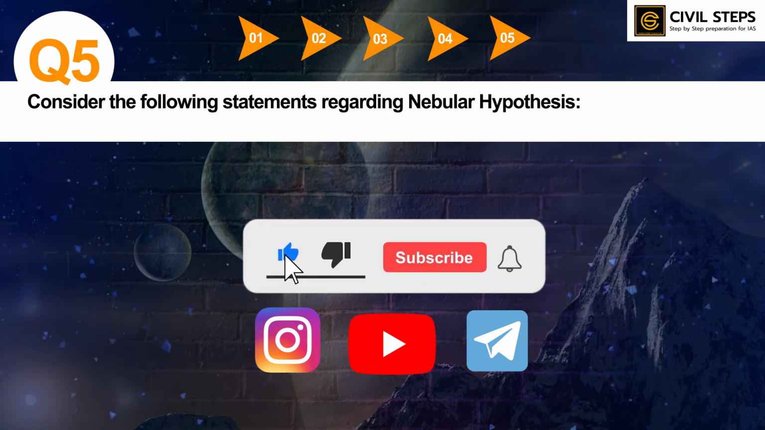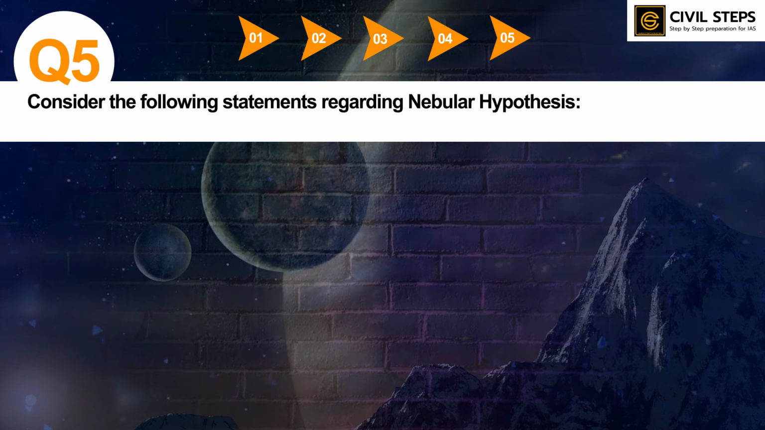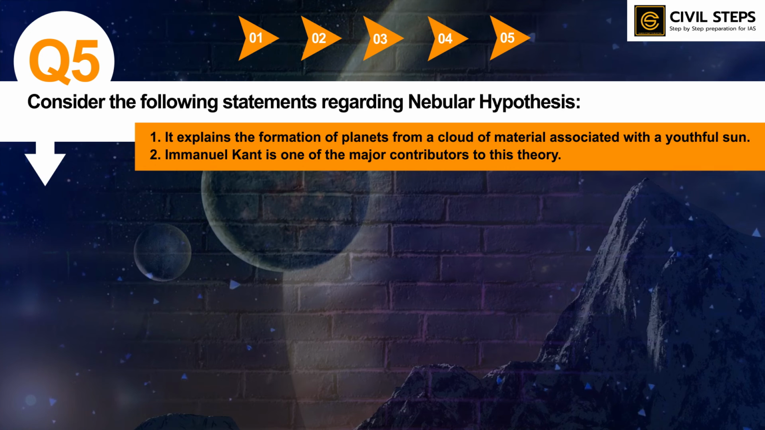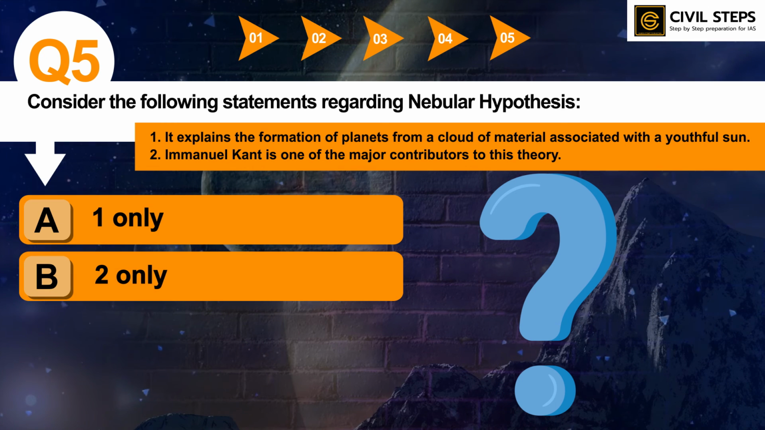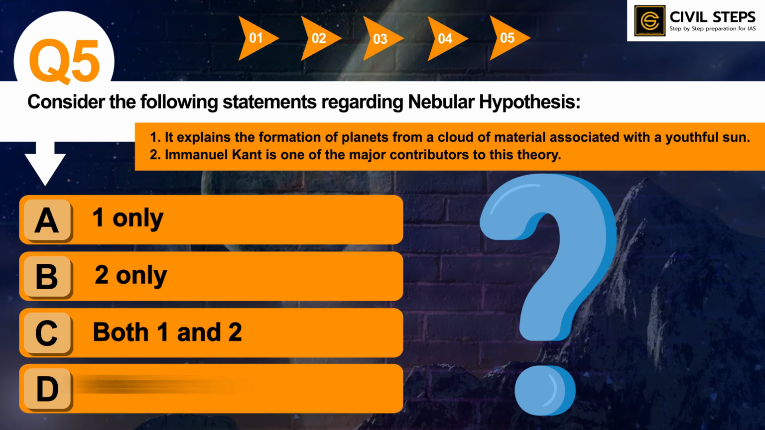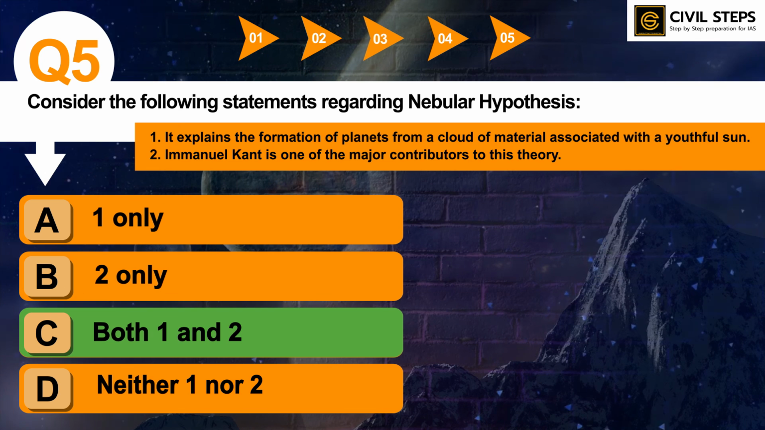Consider the following statements regarding nebular hypothesis. First, it explains the formation of planets from a cloud of material associated with a youthful sun. Second, Immanuel Kant is one of the major contributors to this theory. So, which of the statements given above is or are correct? Option A, 1 only, B, 2 only, C, both 1 and 2, D, neither 1 nor 2. So, you have to tell the correct answer. You can write down your answer in the comment section. The correct answer of this question is option C, both 1 and 2.